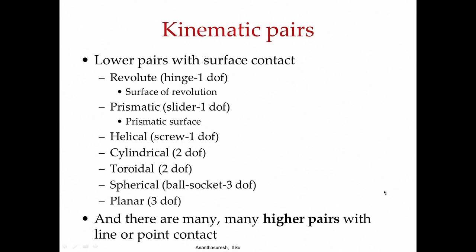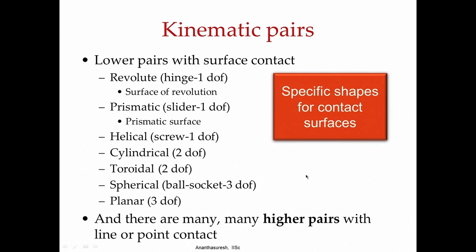Okay. Now, kinematic pairs, as we all understand from traditional mechanisms, there are a number of them, the revolute joint, prismatic joint, helical joint and so forth. And these are all lower pairs, meaning here the contact between two bodies is going to be surfaces. But if you look at higher pairs, they can have line or point contact. But what is true about all of these kinematic pairs is that they have specific shapes for these contact surfaces between the two bodies that the joint connects.